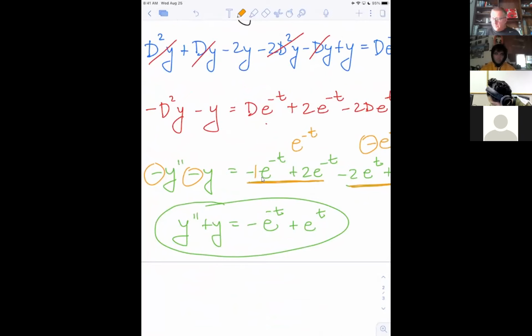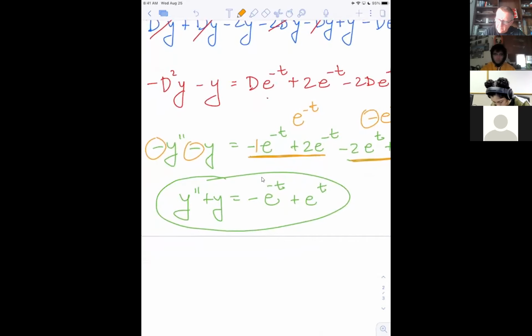So if you chose the guessing technique, do you agree you're going to get 3 answers to this? To start with, this is the part I'm going to skip. You'd have y, I guess we'll call it y1, kind of the homogeneous answer. And because this is r squared plus 1 equals 0, isn't that your auxiliary equation? So you end up with r equals plus or minus i.